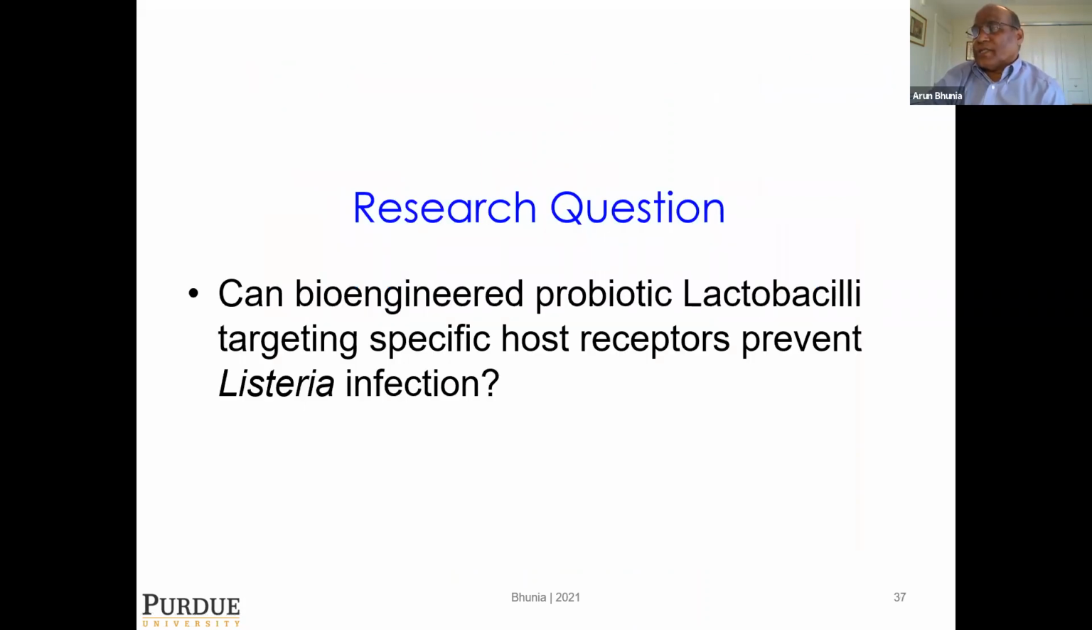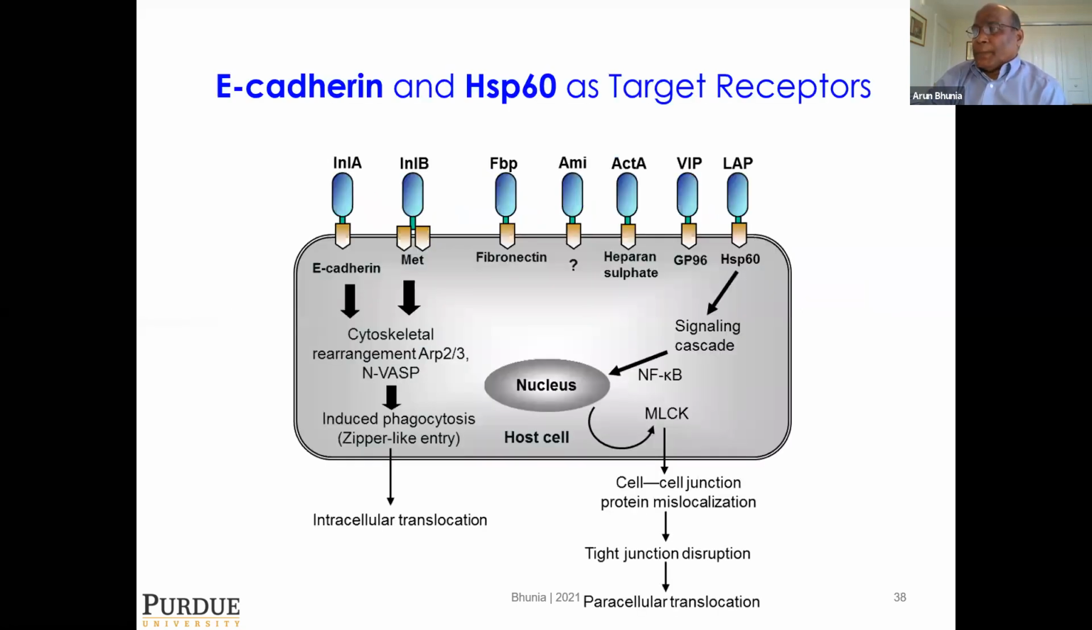So the first question we asked: can we bioengineer probiotic lactobacilli targeting specific host receptors? Now we know some of those receptors can prevent Listeria infection, because maybe the probiotics are not colonizing, they are not adhering, and therefore we are not seeing the positive attributes of some of the probiotics. So as I said, we targeted two receptor proteins. One is E-cadherin, the other is Hsp60.